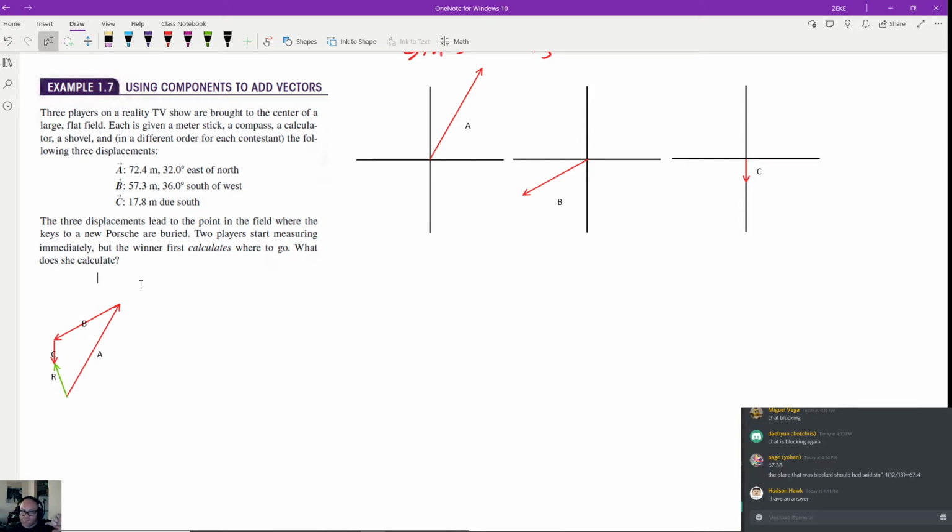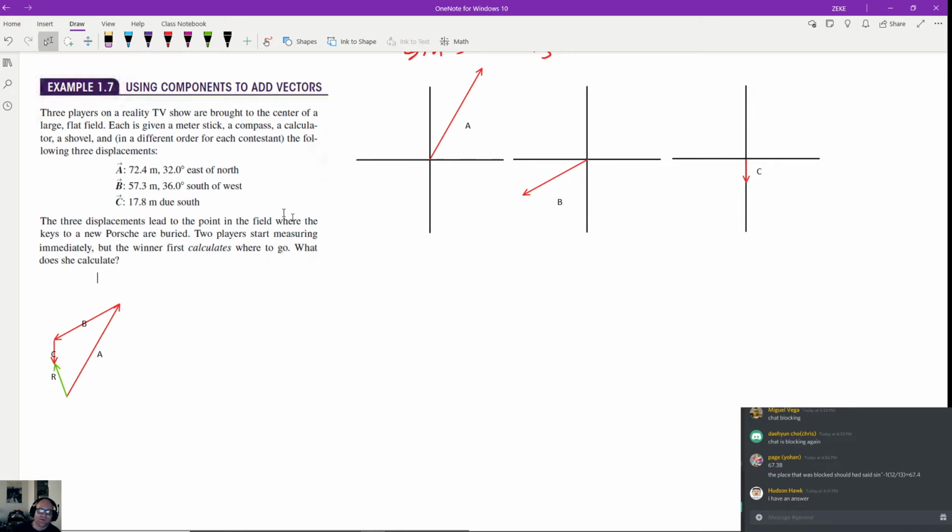Now, if you do this with a ruler and a protractor, and you actually make these all to the right scale and put them all together like this, you could measure the length of R, and then you could measure the angle that it makes, and you can get an answer. But I've just done it as a rough estimation. We think the answer is going to be, starting from the original position down here, you go up and to the left, and that's going to be the location of the keys right here where these two meet. Okay. Now, of course, there's a better way to do this.